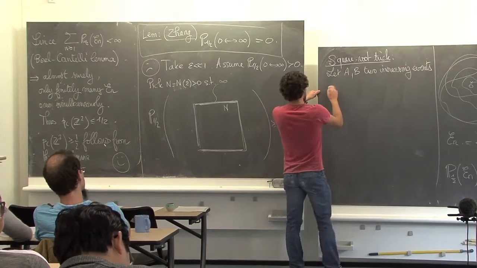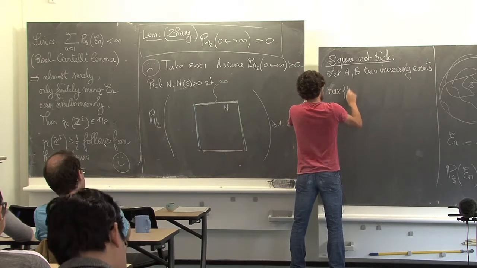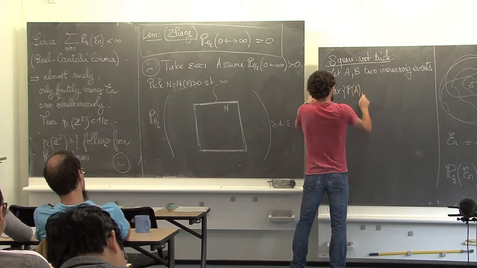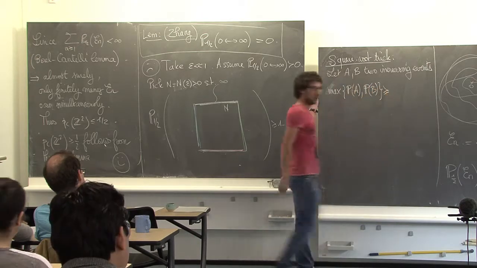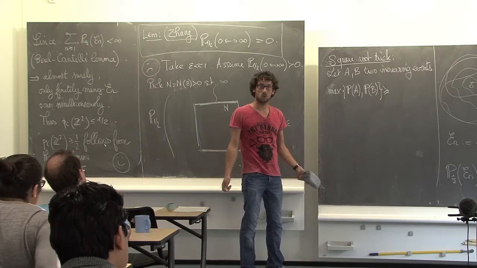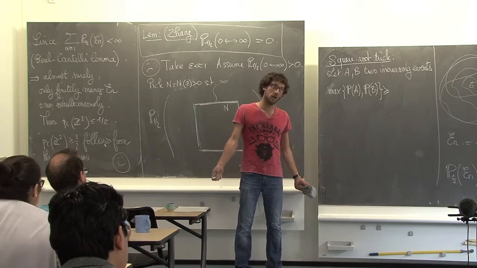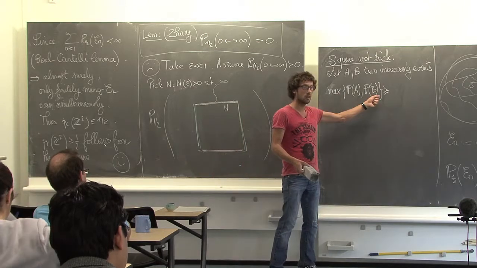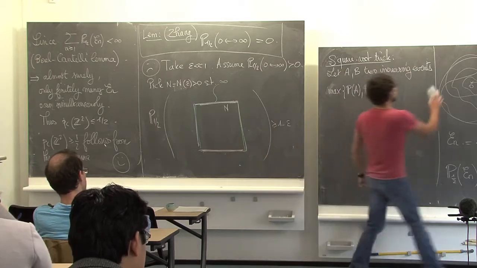Then the max of the probability of A and the probability of B is larger or equal to, well, you could say, the probability of A union B divided by 2. This will be just the union bound. The largest of the 2 is larger than half the probability of the union. But in fact, you can do much, much better.